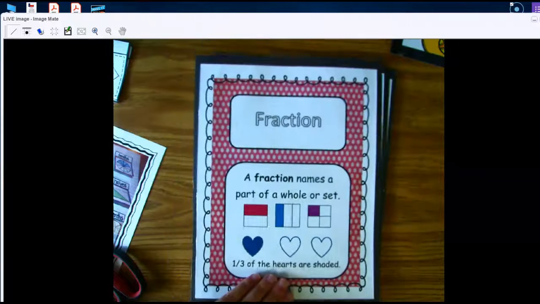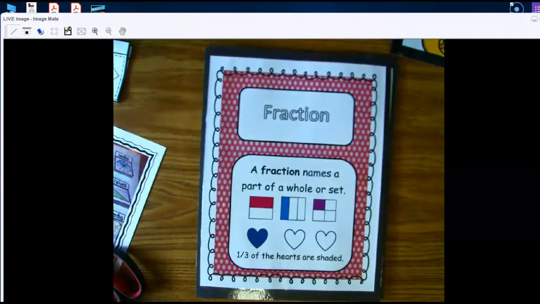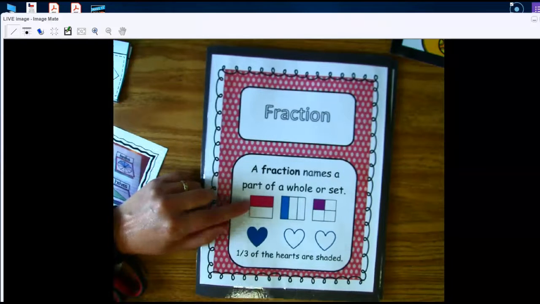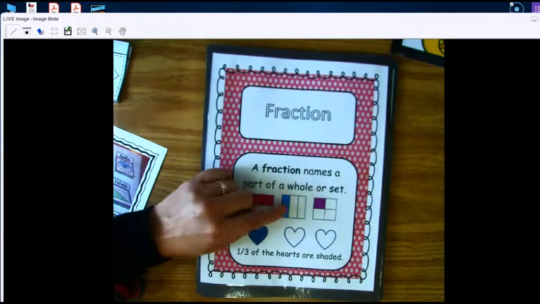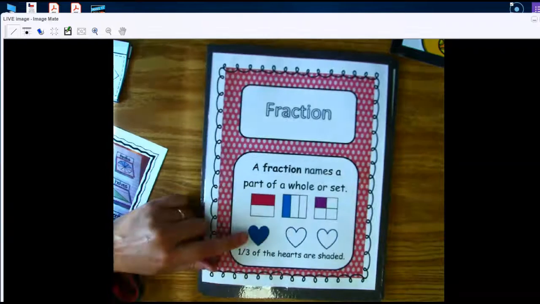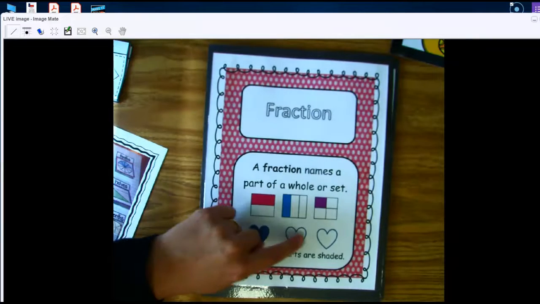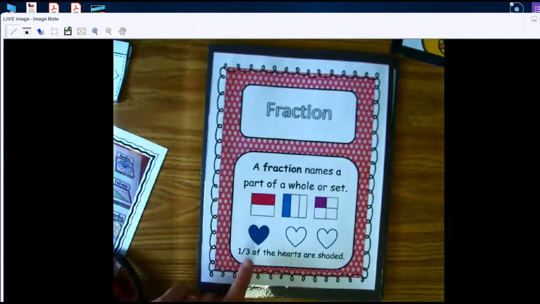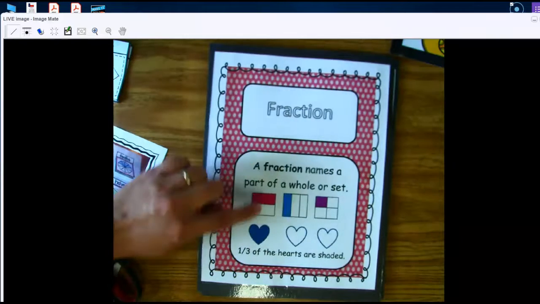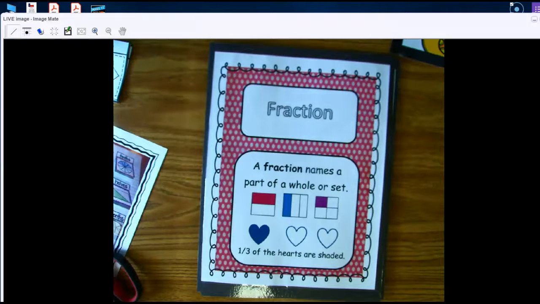So a fraction names a part of a whole or a set. So this is 1/2, 1 of 2. This is 1/3, 1 of 3. This is 1/4, 1 of 4. Or you could say 1/3 of the hearts are shaded because 1 out of the 3 are shaded. Now the hearts are the same size. The parts of each of these squares are the same size, so they can be fractions.